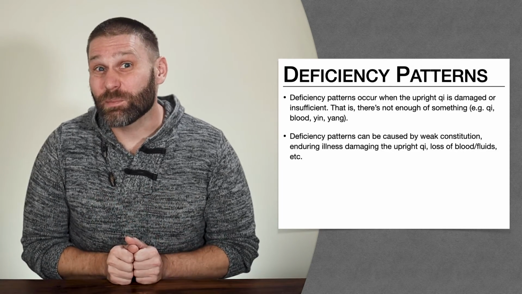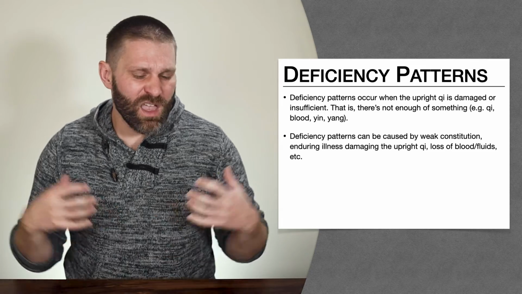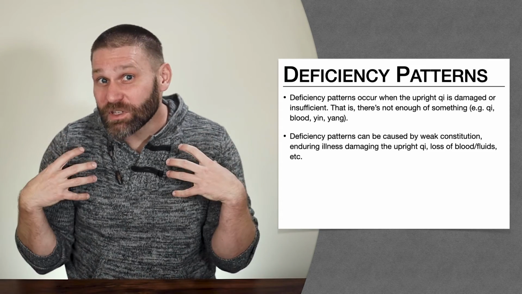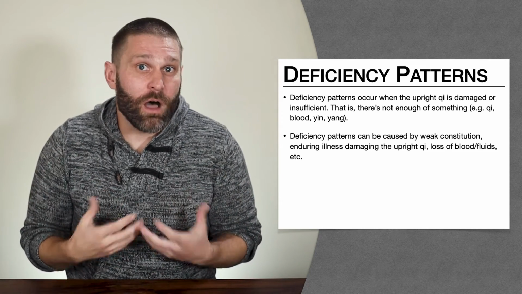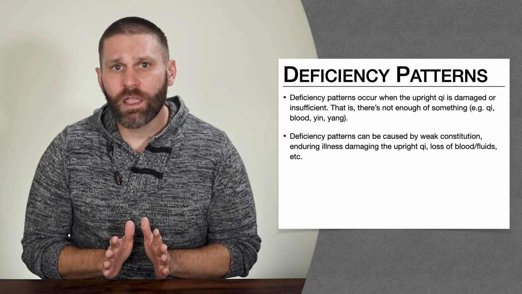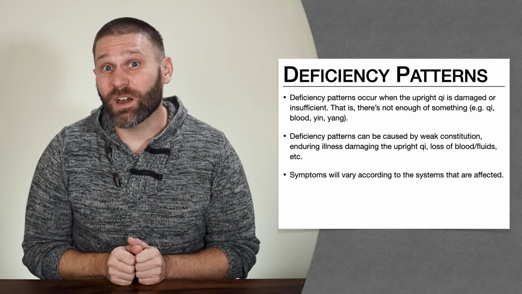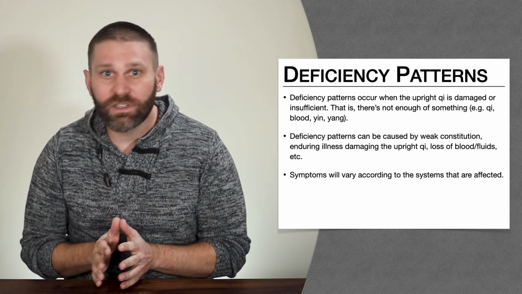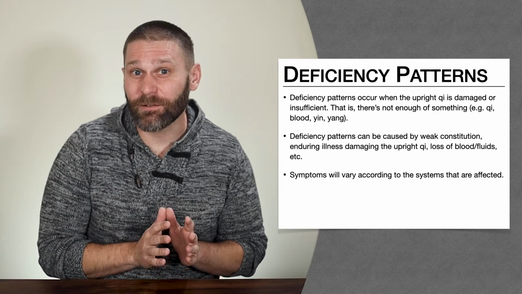This can happen because the patient has a weak constitution. Enduring illness can damage the upright qi. You could have a loss of blood or fluids, etc. And again, the signs and symptoms are going to vary depending on what is deficient and which organ is affected.